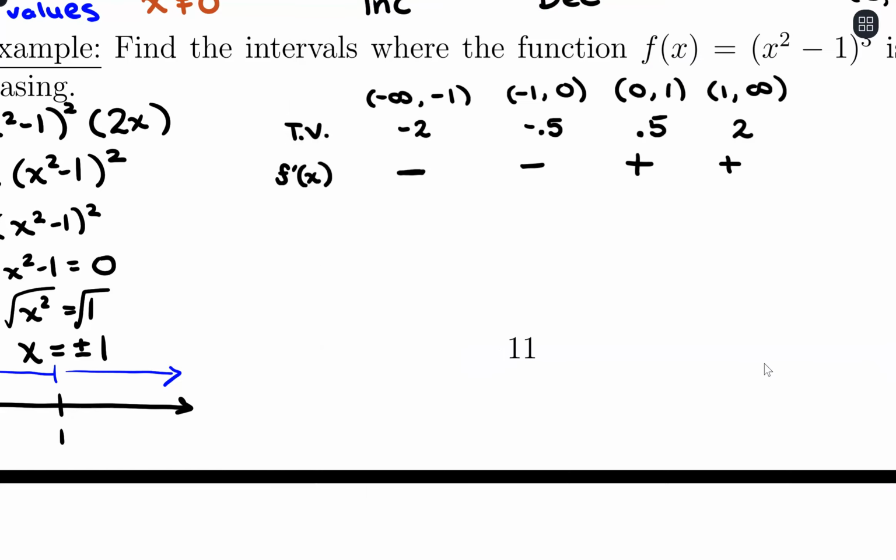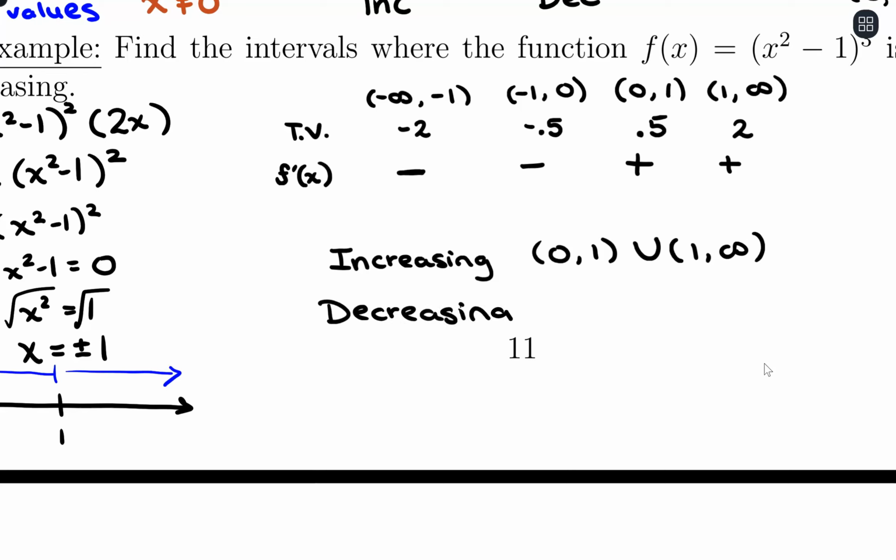This is an interesting one, having decreasing and then decreasing. These intervals are kept separate because at -1, the derivative is equal to 0, so it's not decreasing at x equals -1. So for our intervals, our function is increasing from 0 to 1 and then 1 to infinity. And then our function is decreasing from -infinity to -1 and -1 to 0.